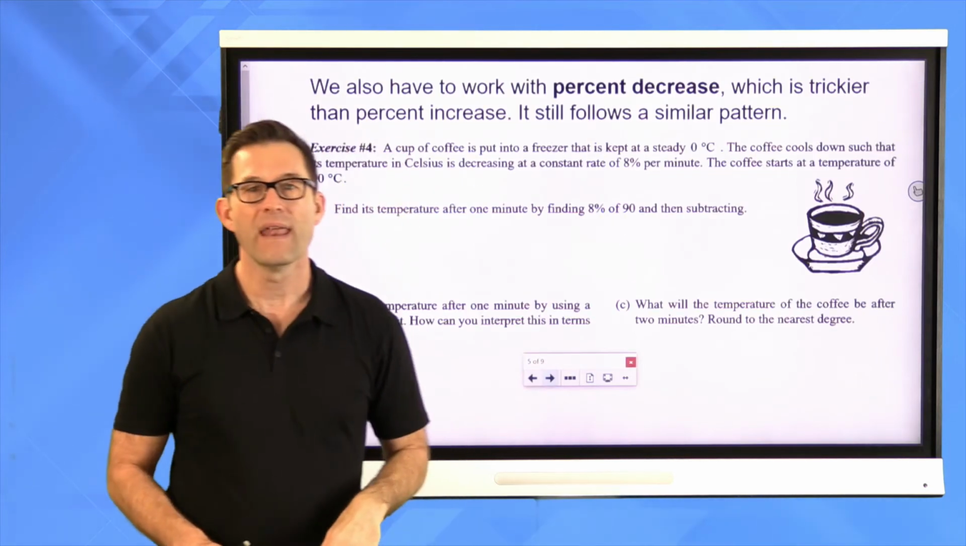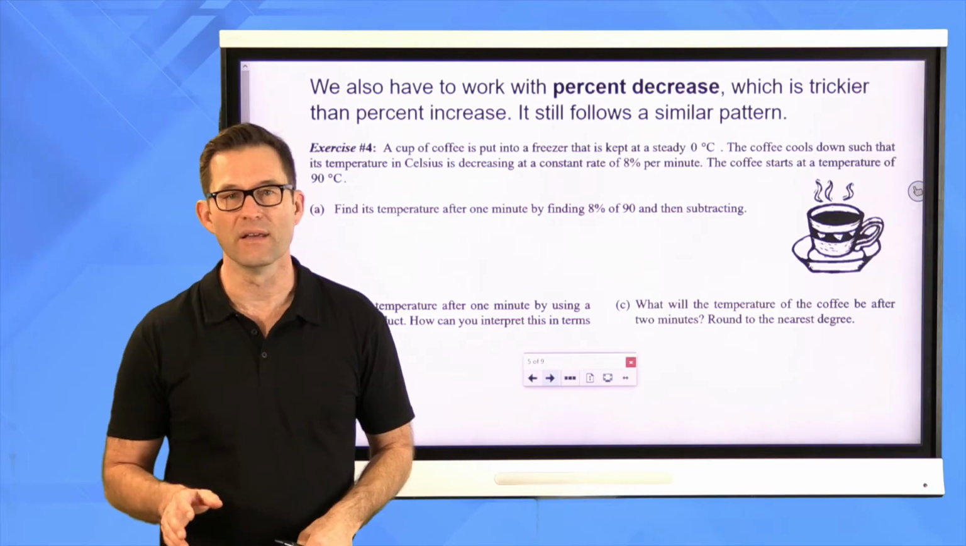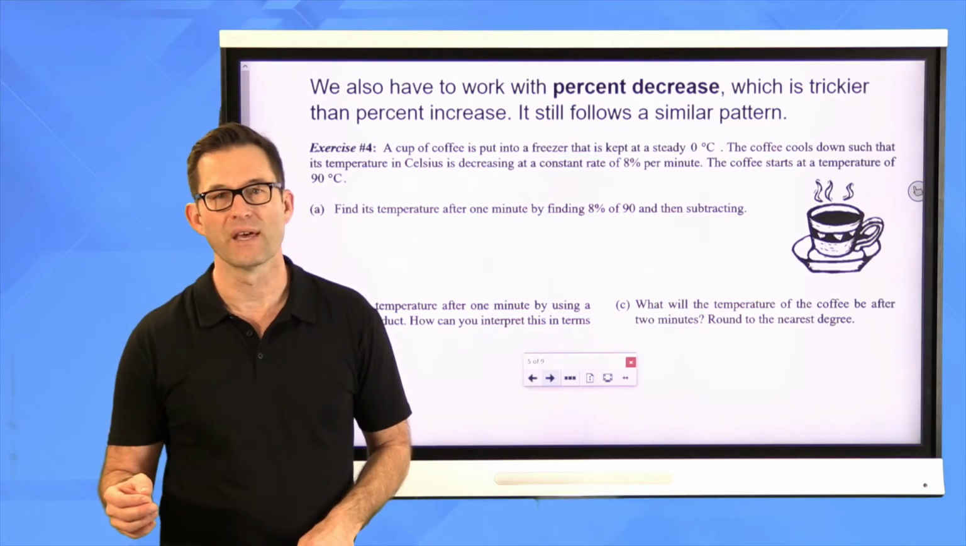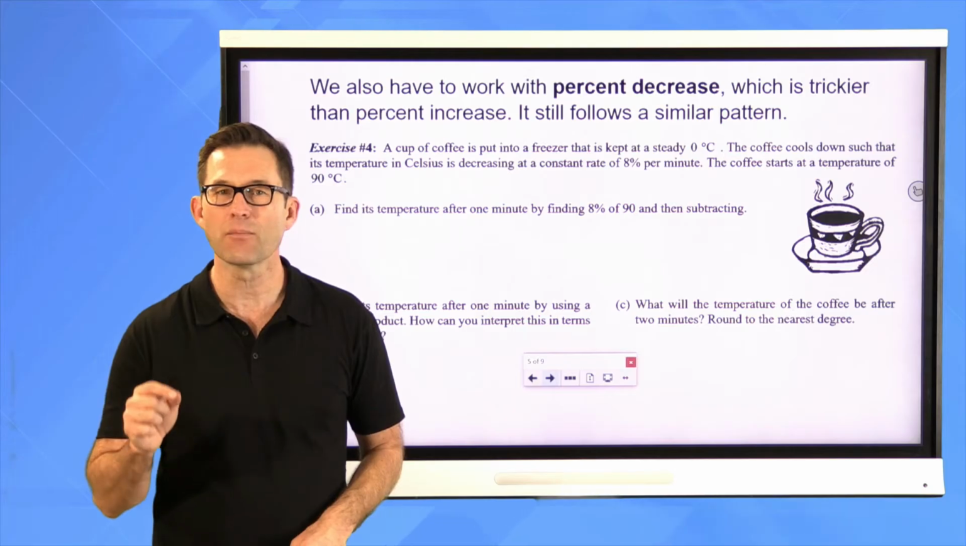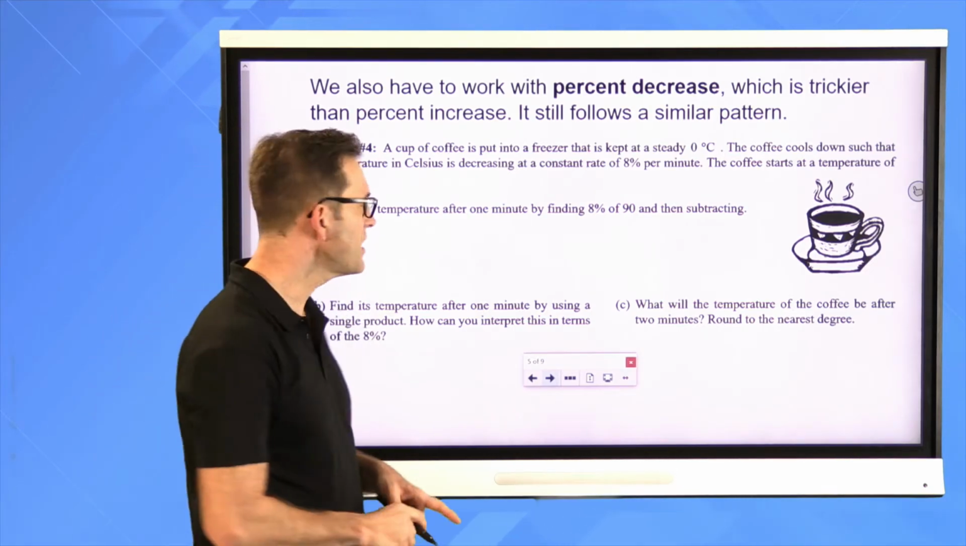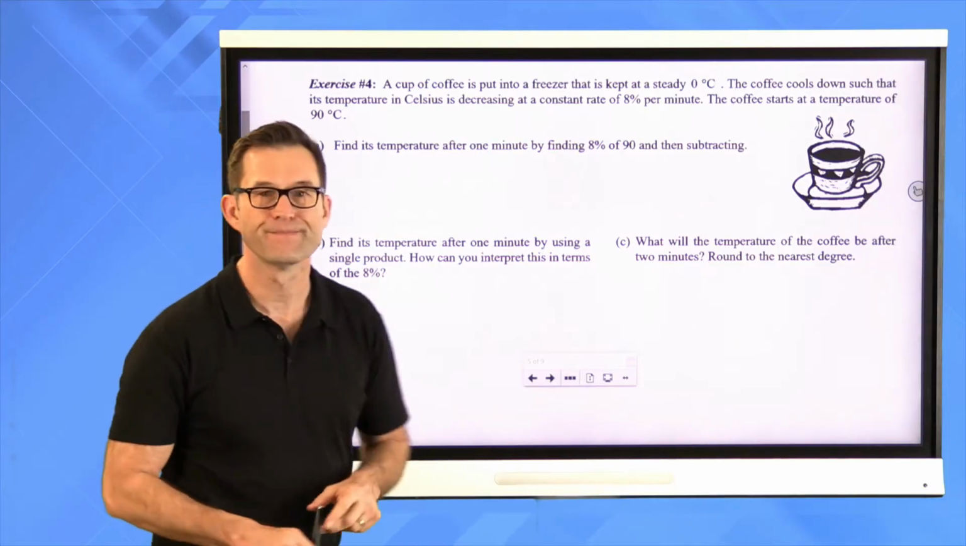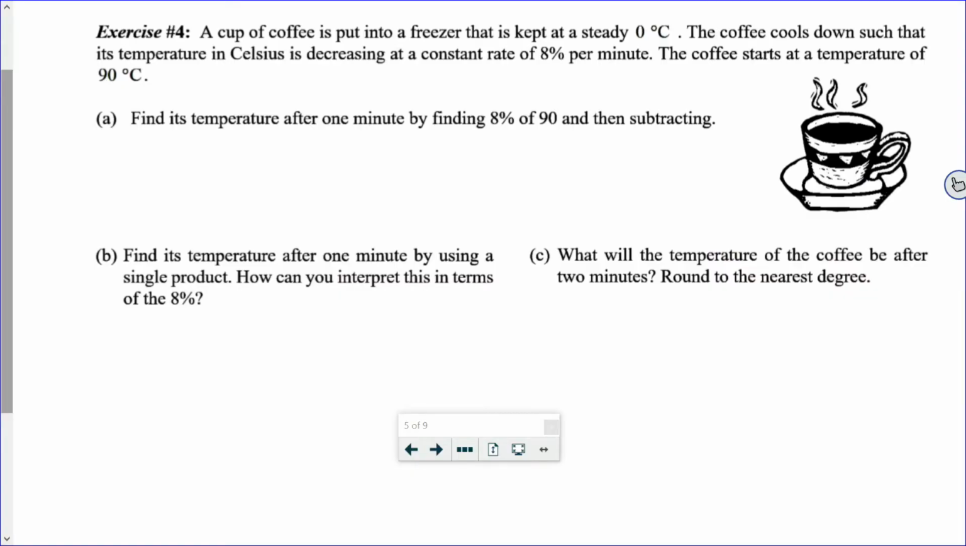All right. Now, we also have to work with percent decrease, which is trickier than percent increase. It still follows a similar pattern. So let's take a look at exercise number 4. A cup of coffee is put into a freezer that is kept at a steady 0 degrees Celsius, the freezing point of water. The coffee cools down such that its temperature in Celsius is decreasing at a constant rate of 8% per minute. The coffee starts at a temperature of 90 degrees Celsius. Letter A, find its temperature after 1 minute by finding 8% of 90 and then subtracting.